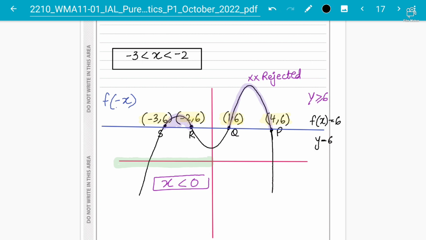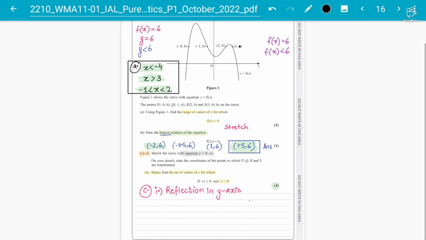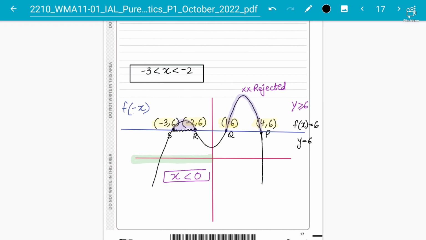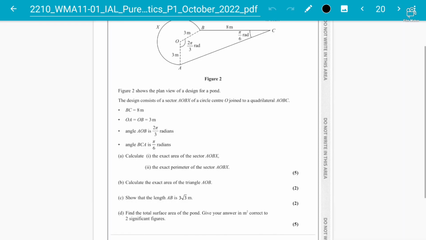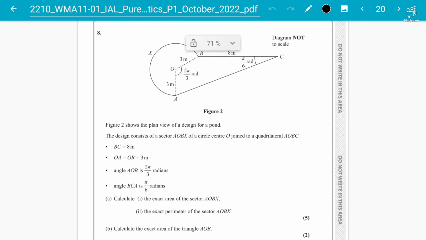So between these values it's going to be the range for this question. Okay, so question number 7 is complete. Hope everyone got it, and let me know if there's any question, I'll help you out. Moving forward, we have circular measure and we have the trigonometry involved in question number 8.